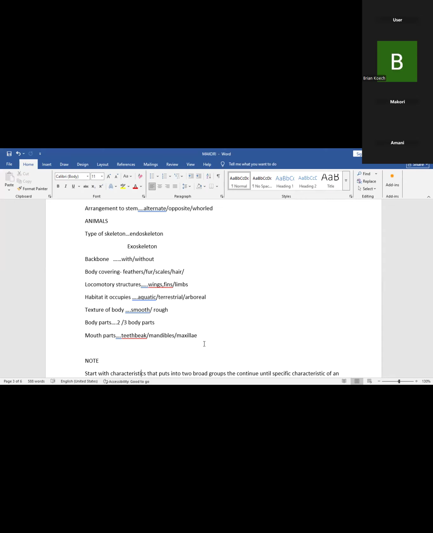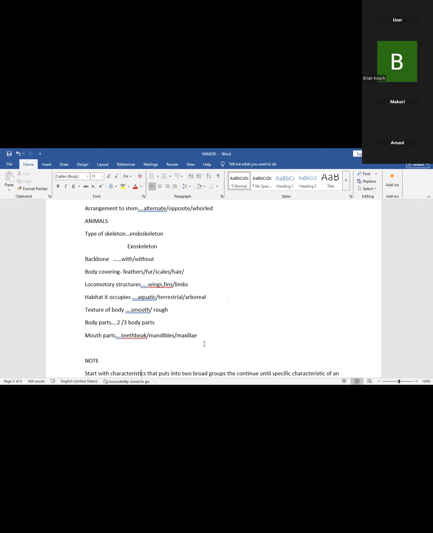But in some of the revision questions, whenever you go through them, you may get this one of the backbone. So it's one of the areas that you're supposed to get. Of course, we know what it means from our primary school. What covers the body of an organism? Is it feathers? Is it fur? Is it scales? Is it hair? So we are supposed to use those ones in the construction of the dichotomous key.